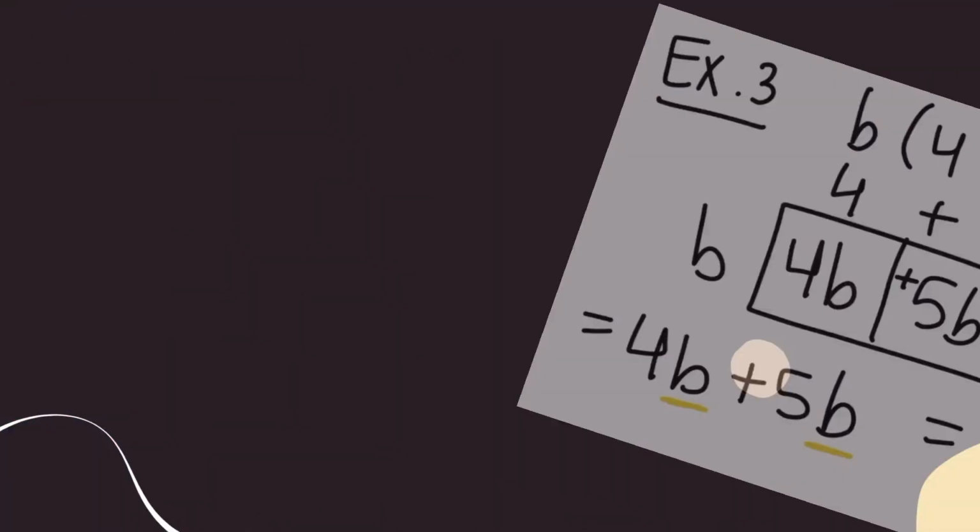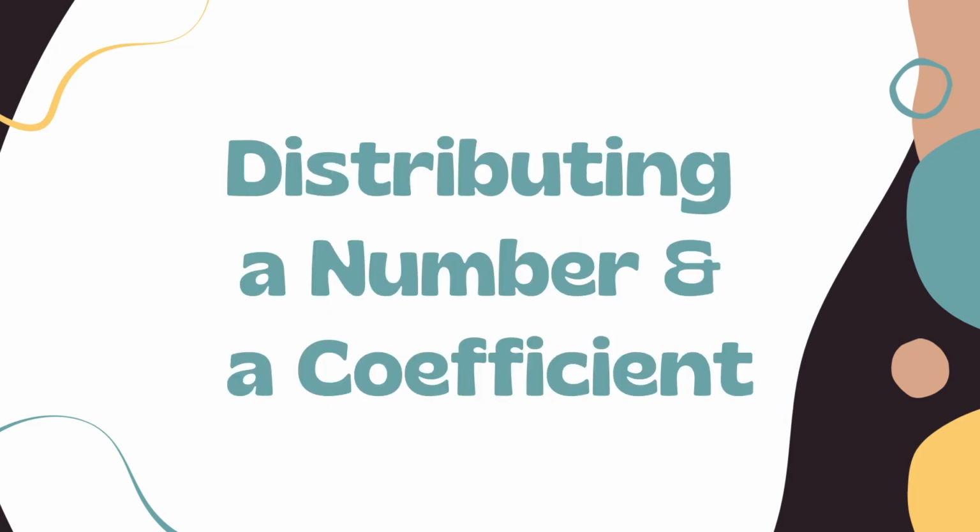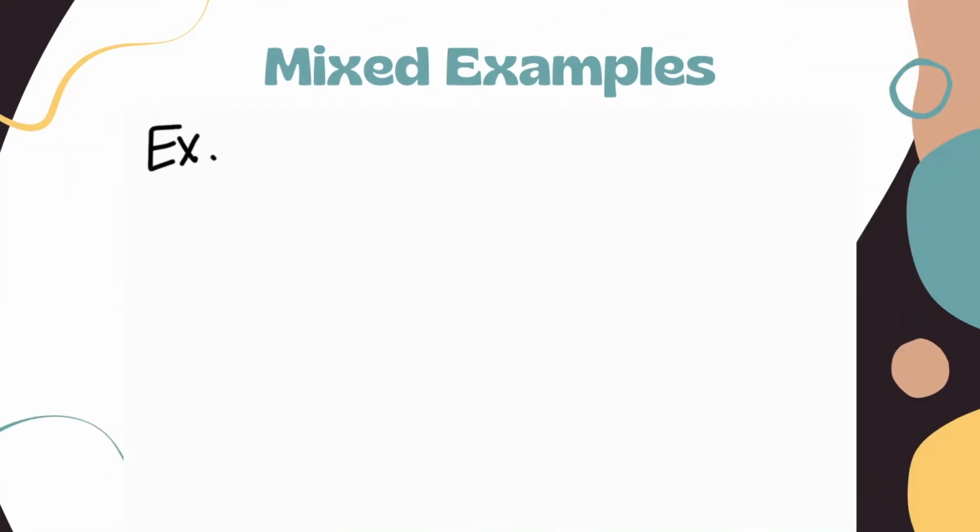And that is how we distribute a variable. So you guessed it, we are going to finish with distributing a number and a coefficient. So when you see these two final challenge problems, I'd like you to pause the screen, try the problem on your own, and then come back and watch and see how you did.